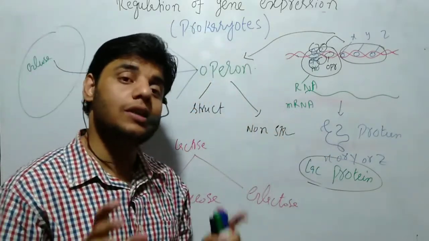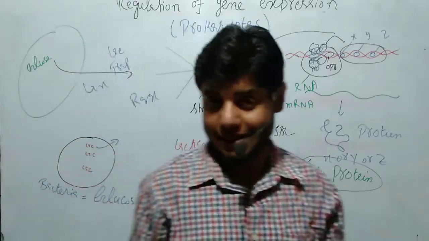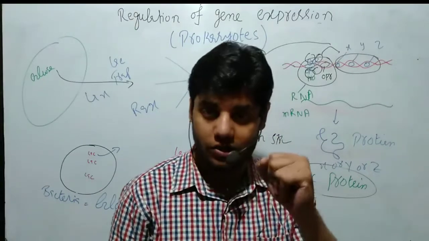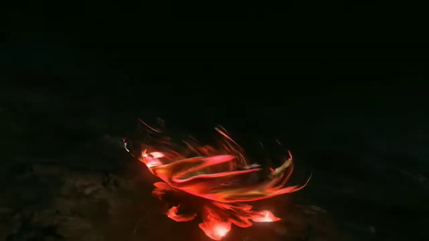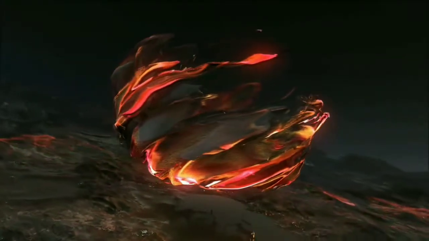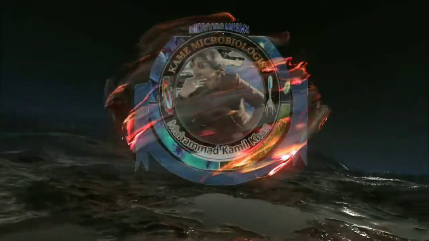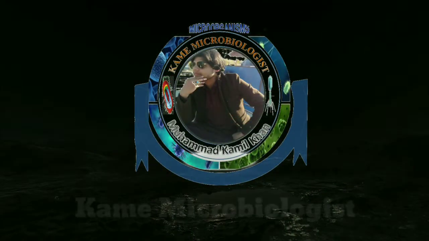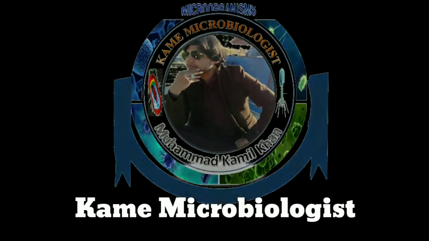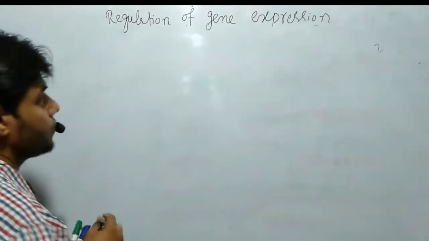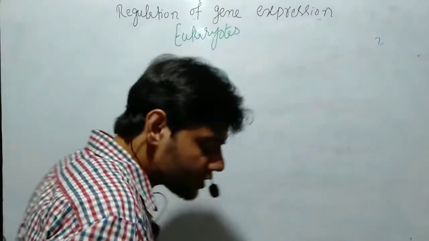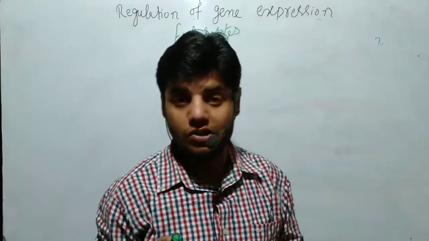but in case of eukaryotic cell, the regulation of gene expression is very complicated. So how does the regulation of gene expression occur in case of the eukaryotic cell? So let's start. Okay, friends, so let me write regulation of gene expression in eukaryotes. Now, regulation of gene expression in case of eukaryote is very complicated.